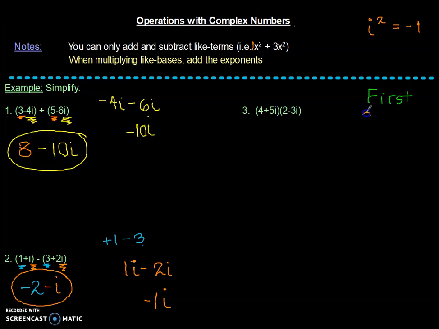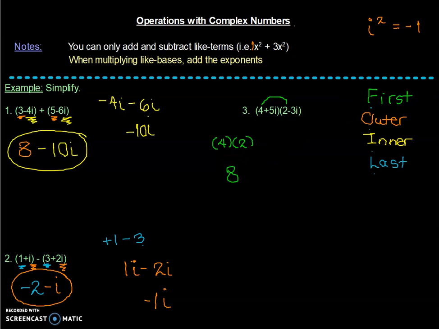outer, inner, last. So that's what FOIL stands for. First, outer, inner, last. So following the colors, I'm going to multiply the first term in each binomial, which gives me 4 times 2, and that'll be 8.